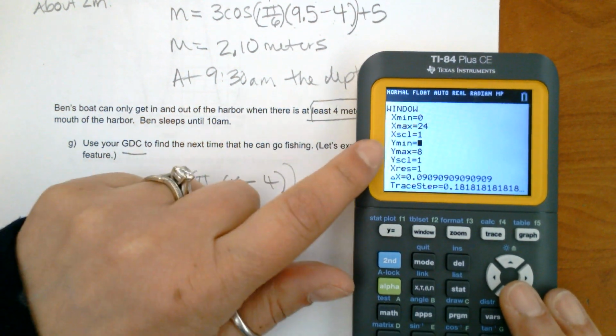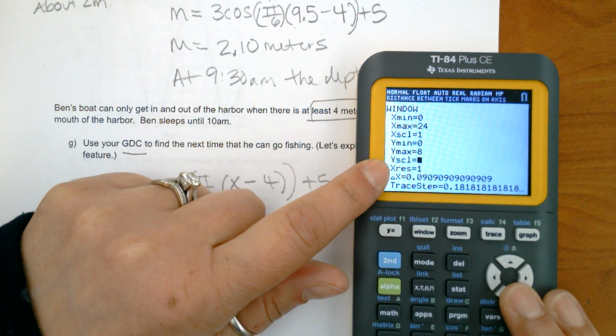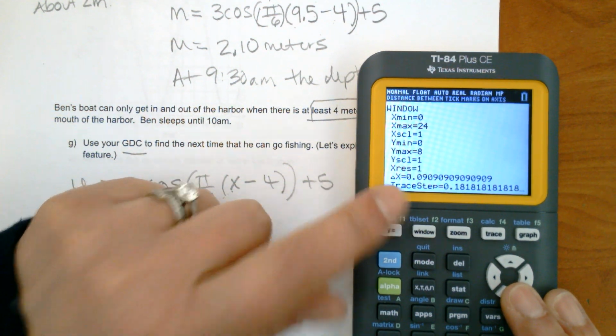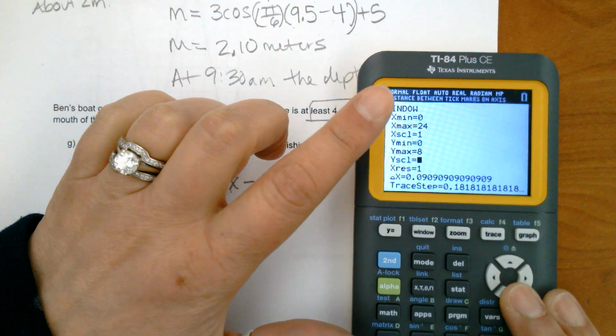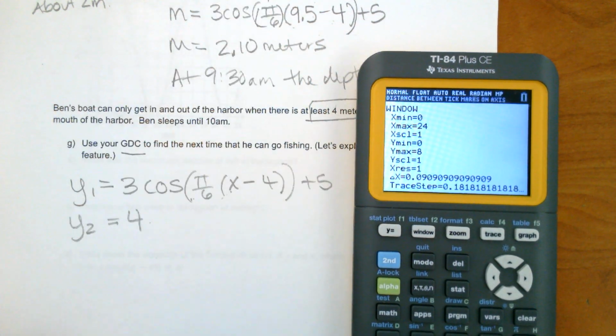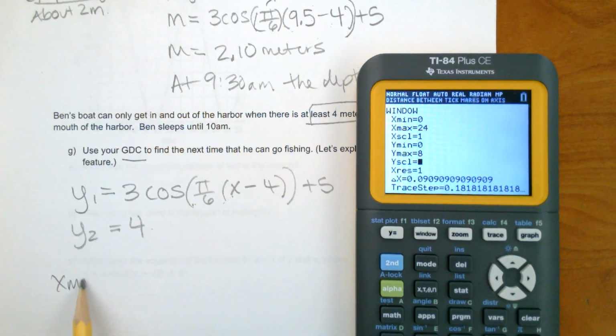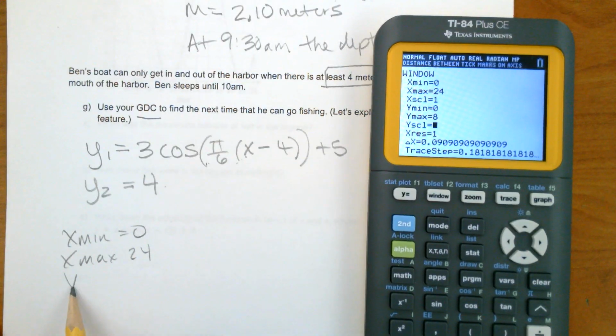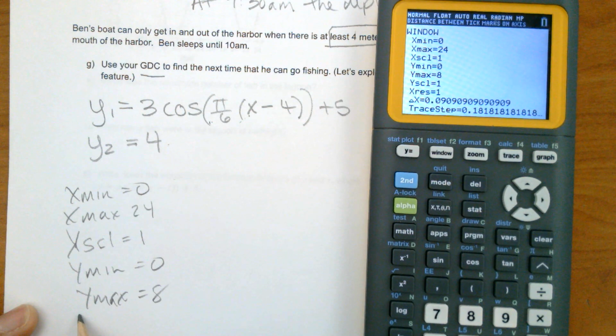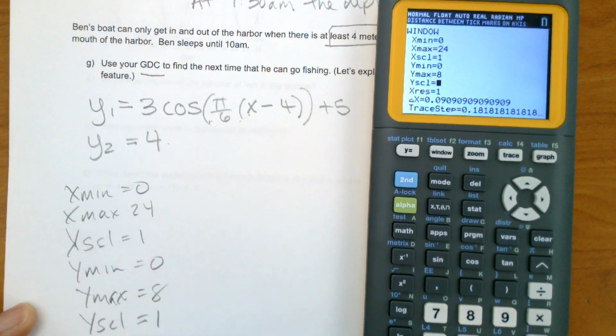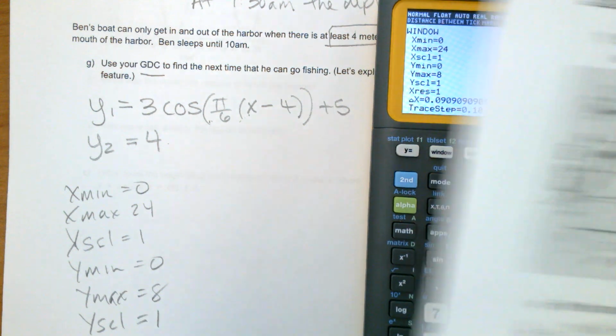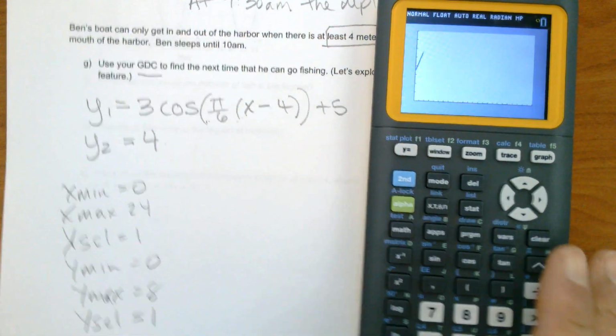So we put those in, minimum of 0, max of 8, and a y-scale is 1. Don't need to worry about these. All we're doing is just setting up our minimum and our maximum. Now what we can do, and if you want to write this on your paper, x min is 0, x max is 24, x scale, that's what we count by, is 1, y min is 0, y max is 8, and y scale is 1. So just so that you remember, it's all just from the actual problem from the graph, okay? All right, let's push the graph.